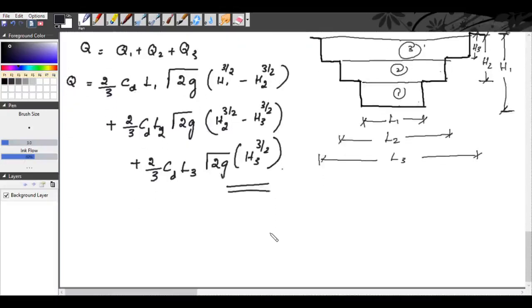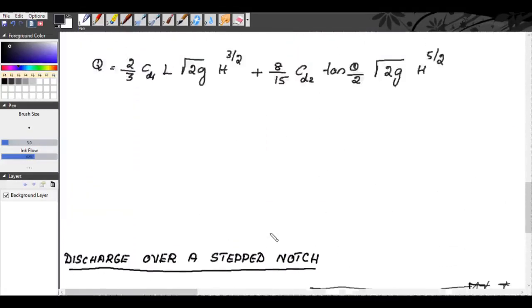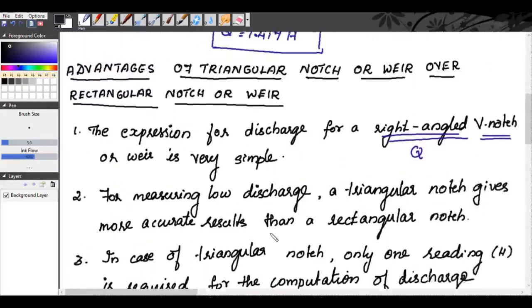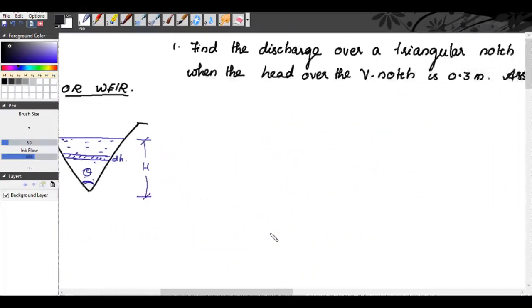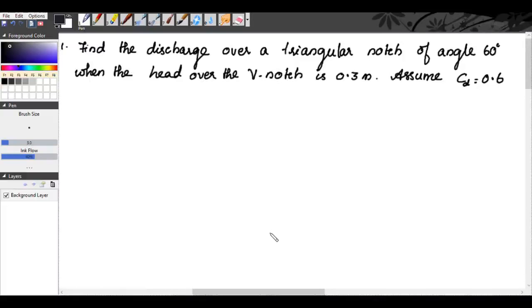Okay. Now we will move on to our problems. Just simple problems. Apply the formula and you can get the answer. Very simple problems. So the first problem is: find the discharge over a triangular notch of angle 60 degrees when the head over the V notch is 0.3 meter. Assume CD is equal to 0.6.